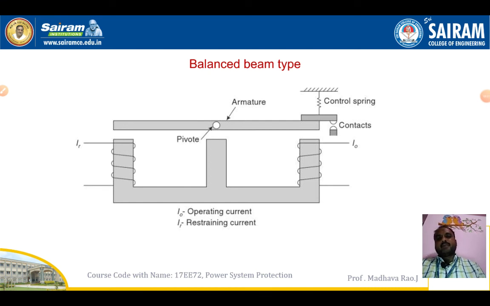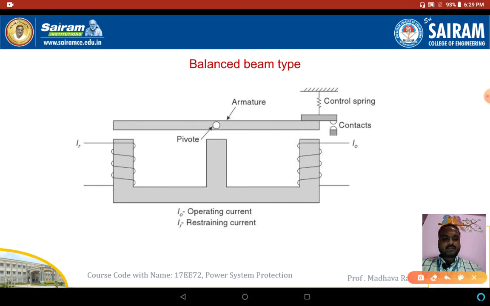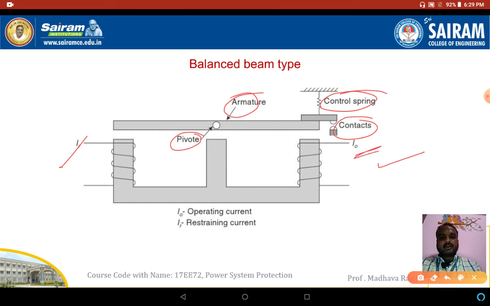One more type of relay we will see is the balanced beam type relay. This relay has these parts: pivot, armature, control spring, and contact. This is the operating current IO, and this is the restricting current. As shown in the figure, whenever the current exceeds the preset value, the contacts will touch each other, and a signal will pass to the circuit breaker.